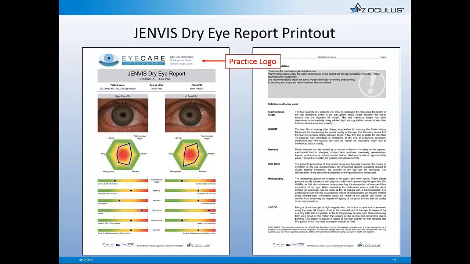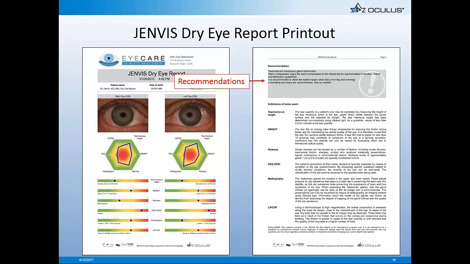You put your practice logo on here so that they remember you, and they've got your contact information, which is extremely important. You've got the grading scales here, so a patient can look at this and understand what they're looking at. Your recommendation is here. So when you're typing your recommendations, it will show up here on the printout. That way, patients understand exactly what you've done and what your expectations are for them to do.